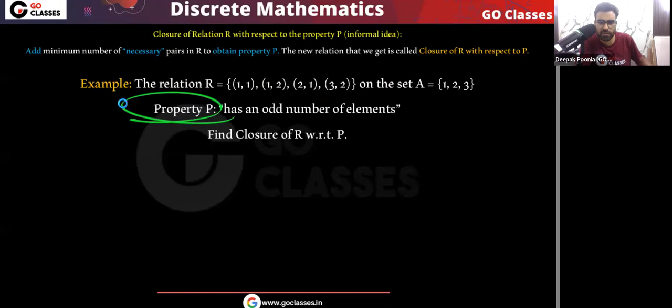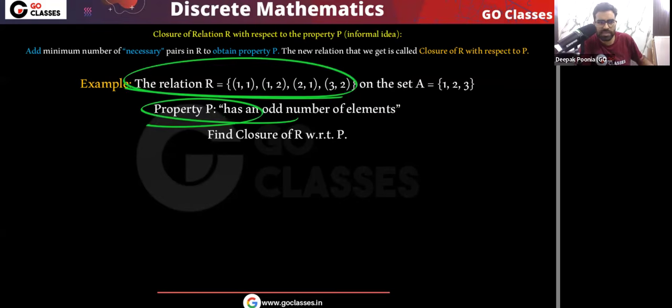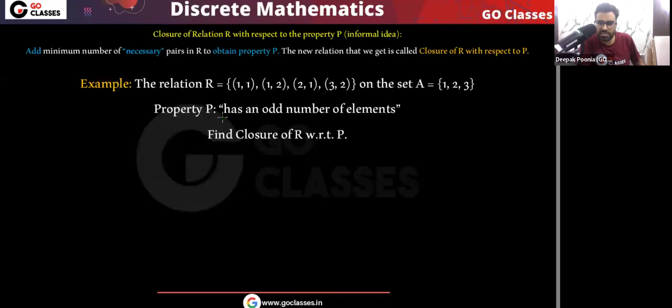Now the property is given to you. Has an odd number of elements. This is the relation given. This is the property given. Notice that this is a new property. Something new has been defined. Similarly, in the GATE exam, they can define something new.